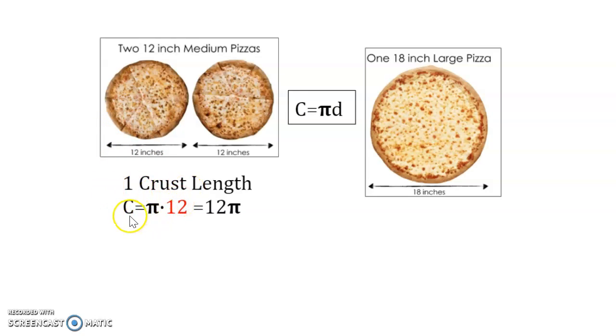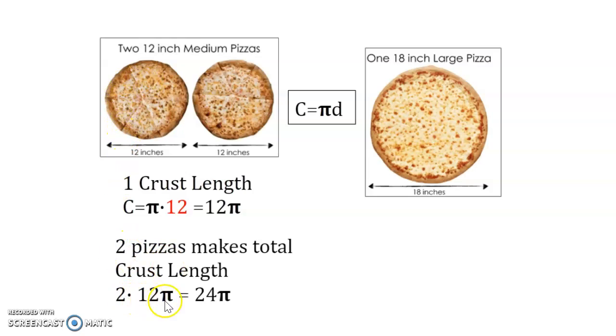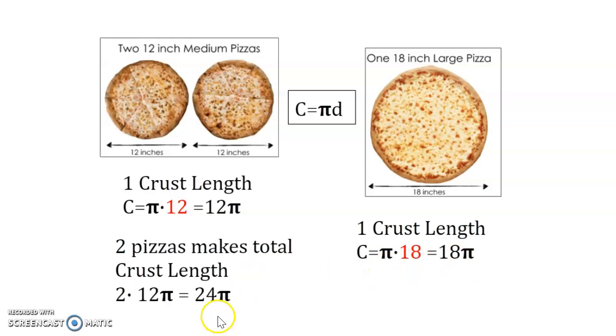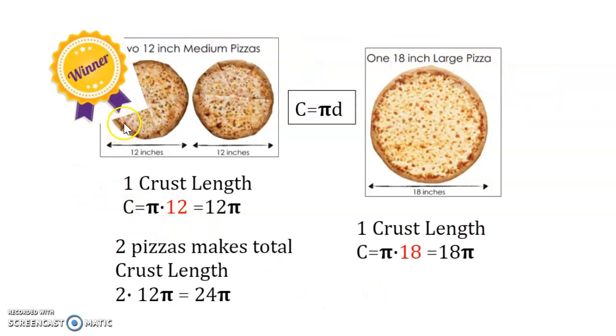One crust length, the circumference, is pi times diameter, which is 12, and so you get 12 pi length of crust from one pizza. So 2 pizzas you'll get twice as much, so 24 pi inches of crust. While in the 18-inch pizza, one crust length is pi times 18, or 18 pi. So obviously 24 pi is bigger than 18 pi. So that means the winner, if I am one of those crust lovers, is to get 2 smaller pizzas rather than 1 large pizza. And that is it for today.